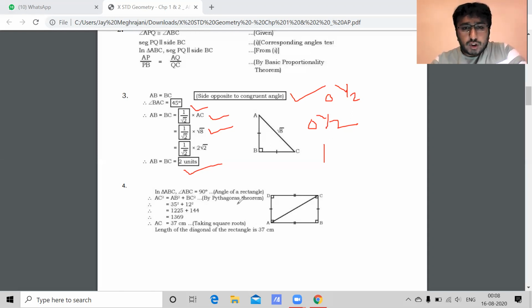So if you have written first two steps correctly, you will be getting half marks. If you have done substitution correctly, you will be getting another half marks. And the final answer will carry 1 mark. So the length of the diagonal of a rectangle is 37 centimeter. Okay. So this will carry half mark, 1 mark. Students, please make sure you have written all the reasons and everything correctly.